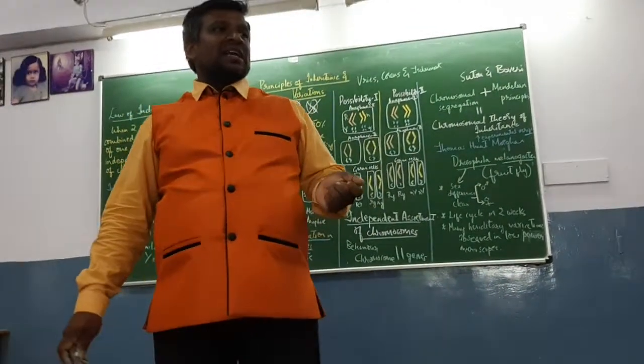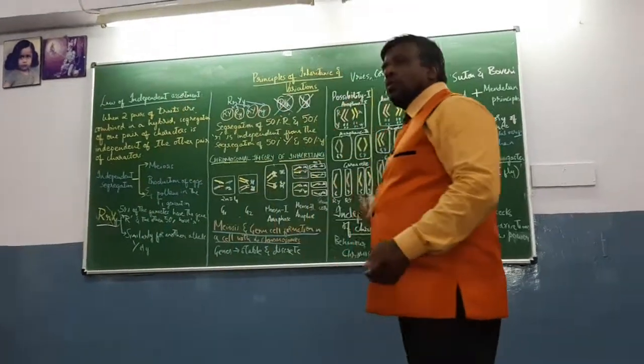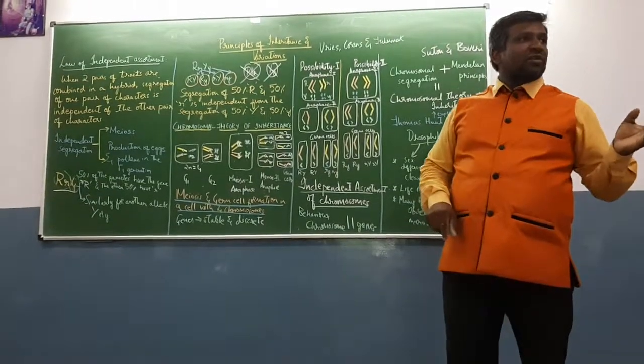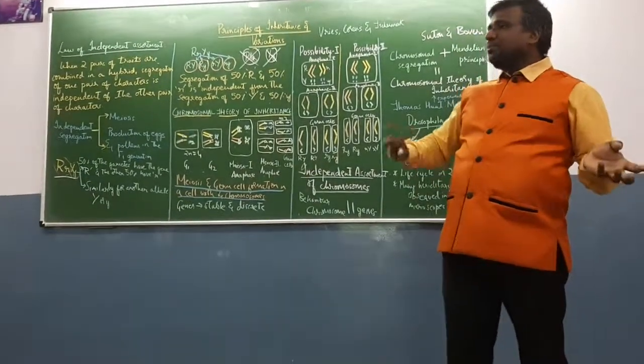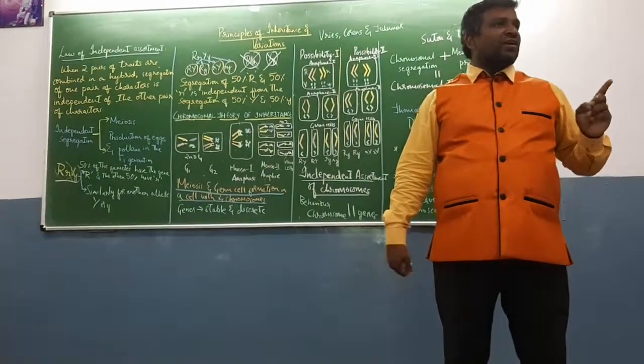The chromosomal theory of inheritance is an amalgamation of the segregation of chromosomes and Mendelian principles. Segregation of chromosomes with Mendelian principles, we call it the chromosomal theory of inheritance.